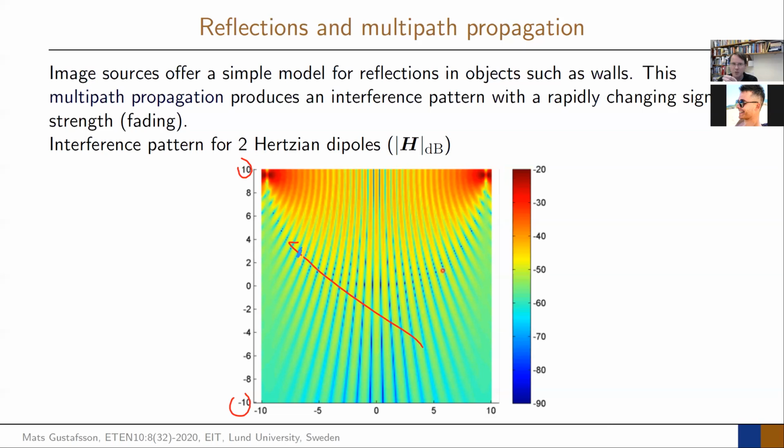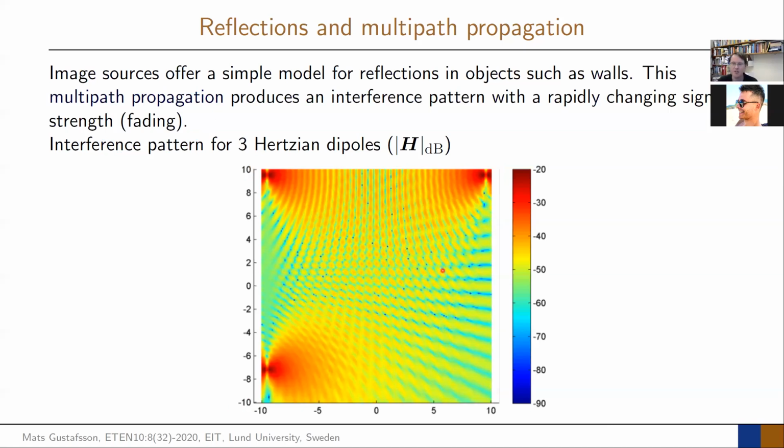Sometimes very good, move a little bit, really bad. And that is called fading in these cases. So strong signals, weak signals, and it moves around everywhere. Sometimes it's good, sometimes it's bad. And of course, in these cases, I can add more signals, and you can just see it looks more complicated.